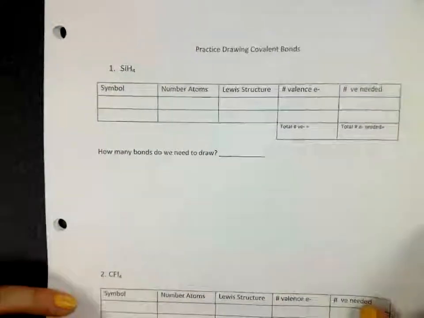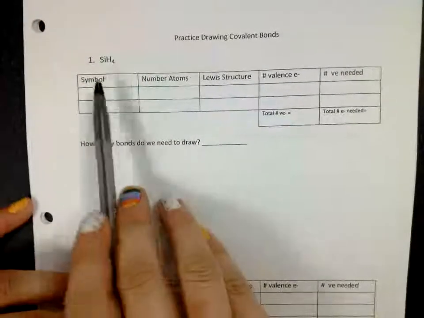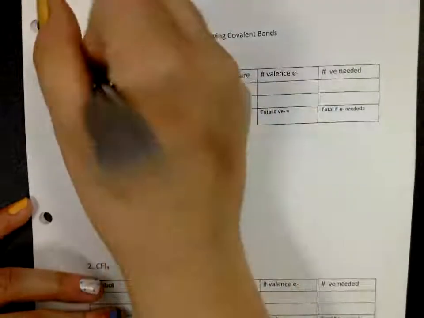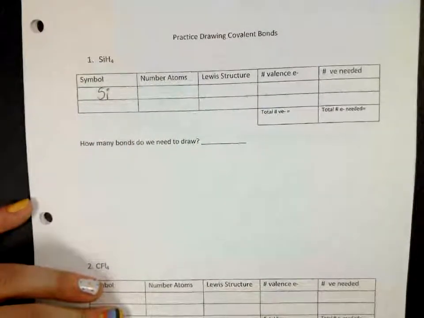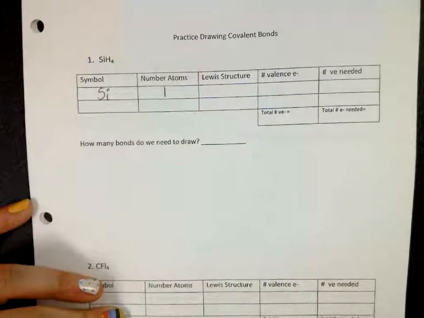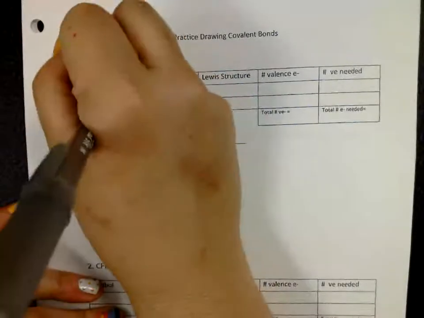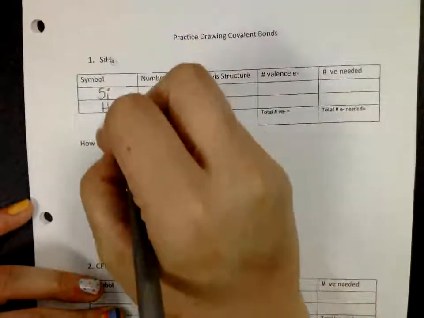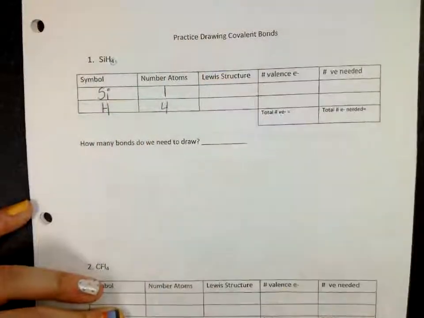All right, so we have silicon tetrahydride. So what's the first symbol we have? What's the first capital letter, little letter? Si. All right, and how many silicons do we have? 1. And we have 4 hydrogens, so the symbol for hydrogen is H. And there's a little 4 down here, so we have 4.